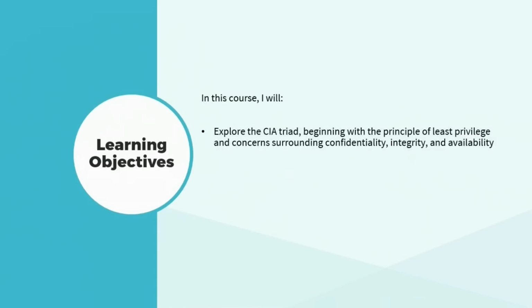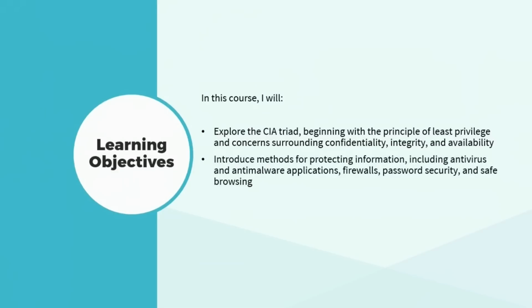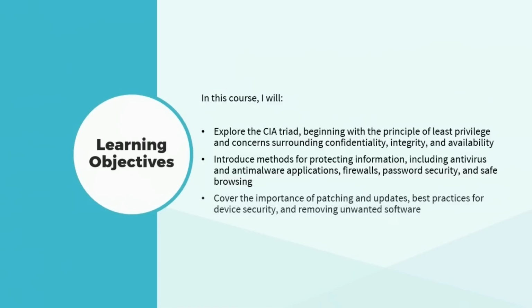In this course, I'll explore the CIA Triad, beginning with the principle of least privilege and concerns surrounding confidentiality, integrity, and availability. Then I'll introduce methods for protecting information, including antivirus and anti-malware applications, firewalls, password security, and safe browsing. Finally, I'll cover the importance of patching and updates, best practices for device security, and removing unwanted software. Upon completion, you'll have built the foundation for the basics of IT.